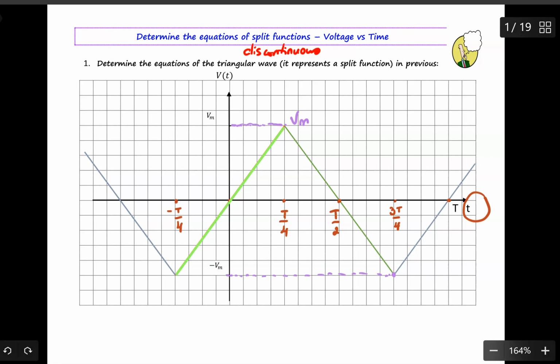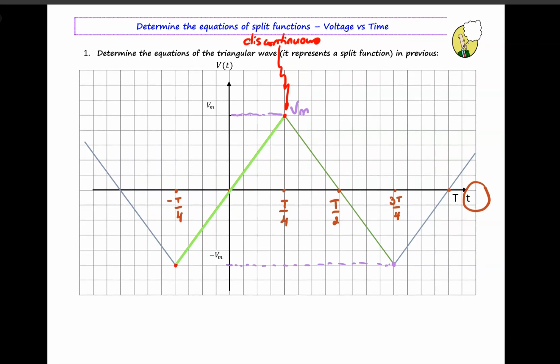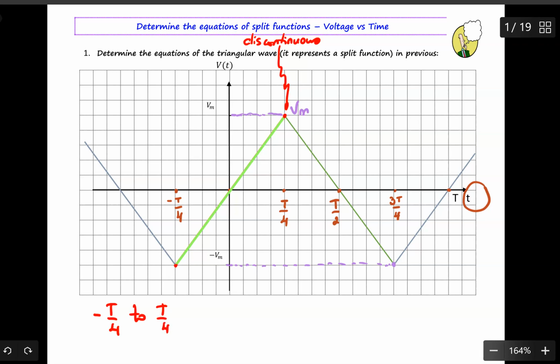If I trace this pattern again, I can see that the function actually splits right here. That means it's discontinuous at this point. From here you can recognize that the first interval for this function should be specified as negative T over 4 to T over 4. So that's one period. So I will say t is greater than or equal to negative T over 4 and less than T over 4.